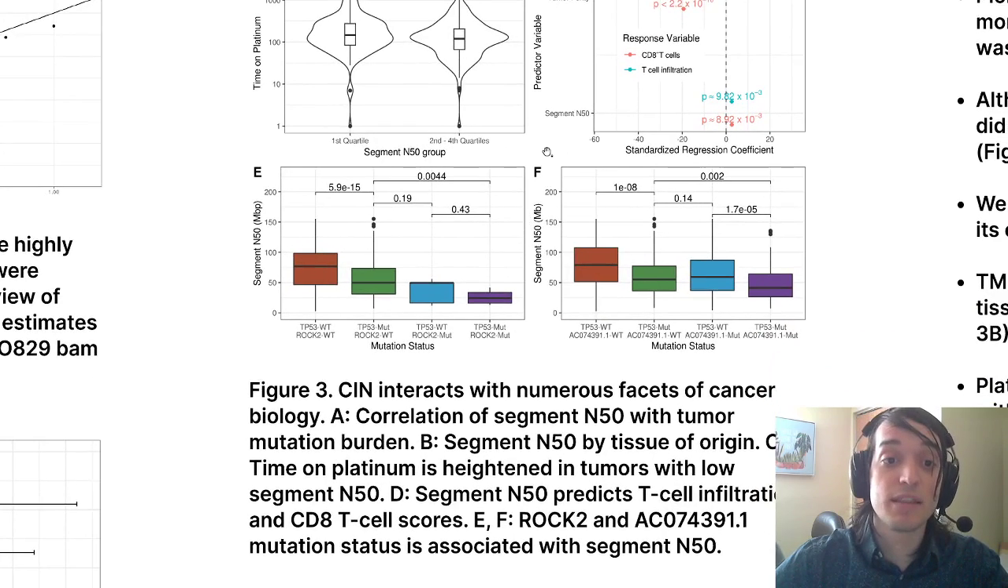Finally, we looked at the association of different genes' mutation status with chromosomal instability, and we found two genes that were fairly interesting. There was ROCK2, where mutations of ROCK2 caused chromosomal instability in a manner that seemed to be acting in the same pathway as TP53. However, when we looked at a long non-coding RNA, AC074391.1, mutations in this long non-coding RNA actually caused additional increases in chromosomal instability beyond what TP53 alone caused.